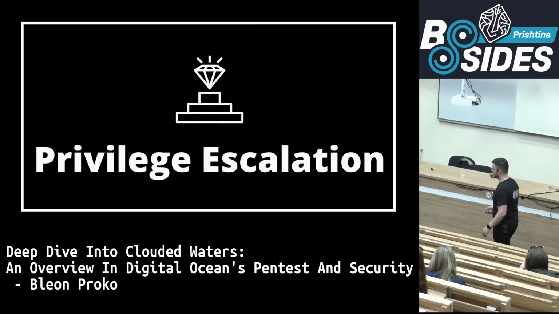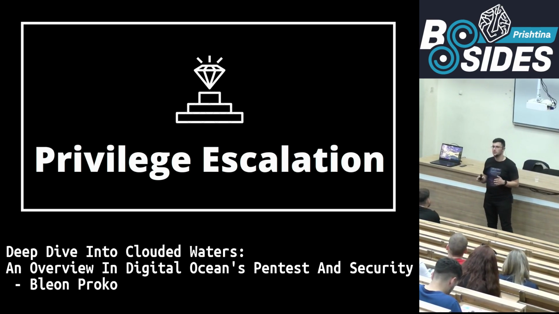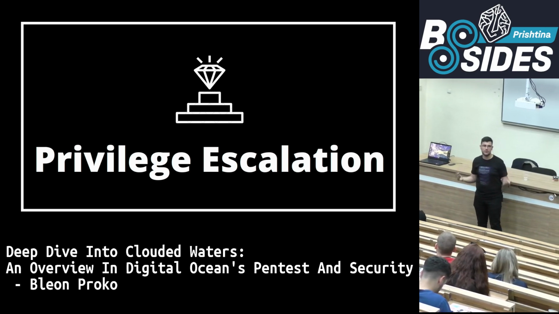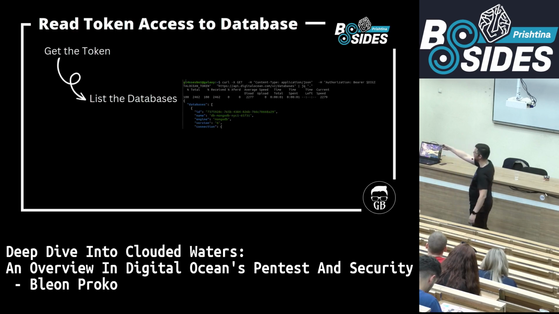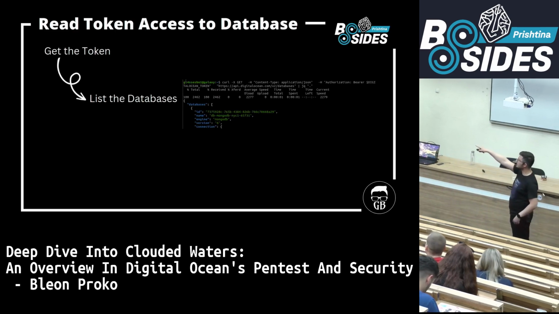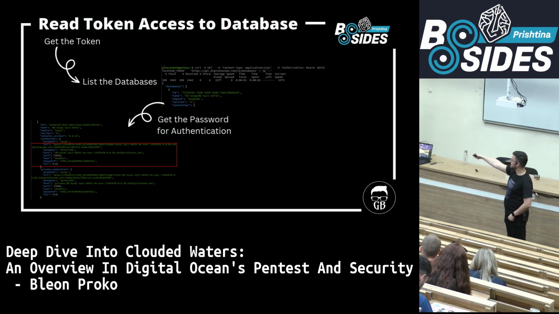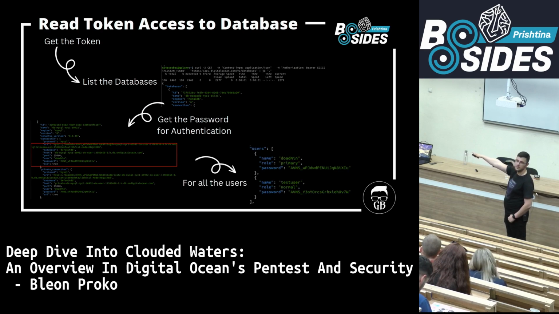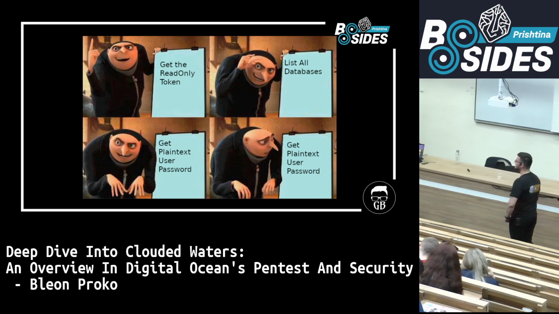Privilege escalation. Now, after this part, there is not much that you can do, to be honest. Since they do not have the idea of an IAM, you either have all the access or you don't have access. You either are admin or you are not admin, and there's not much that you can do. But one thing that I found is that if you get a read-only token, you can look for the database, you can just list the database, and you'll get the plaintext password for all the users.